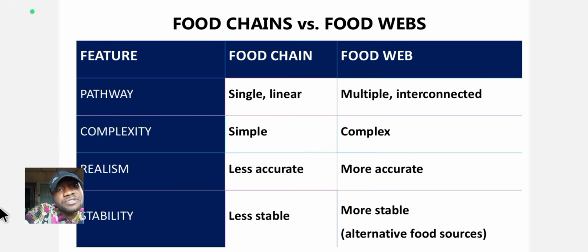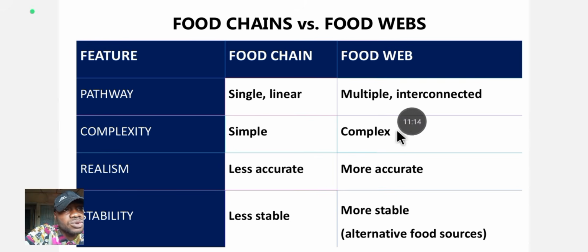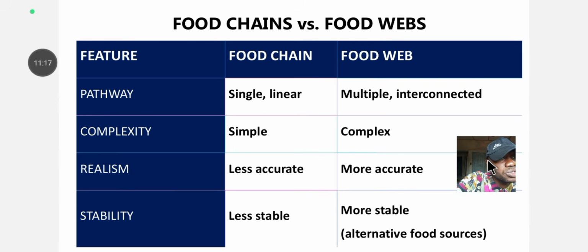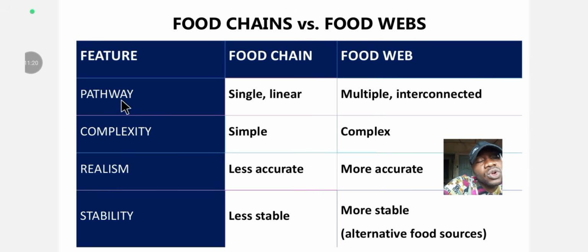Now let's look at the key differences between food chain and food web. You have to understand the differences between food chain and food web. On the first column at the extreme left, we have the features, while in the middle column we have food chain, and the last column to the right we have food web. We want to look at the features of food chain and food web to understand them in depth. First of all, the pathway. The pathway of a food chain is single and linear. It is straight. The pathway of a food web is multiple and interconnected. So a food web is complex.